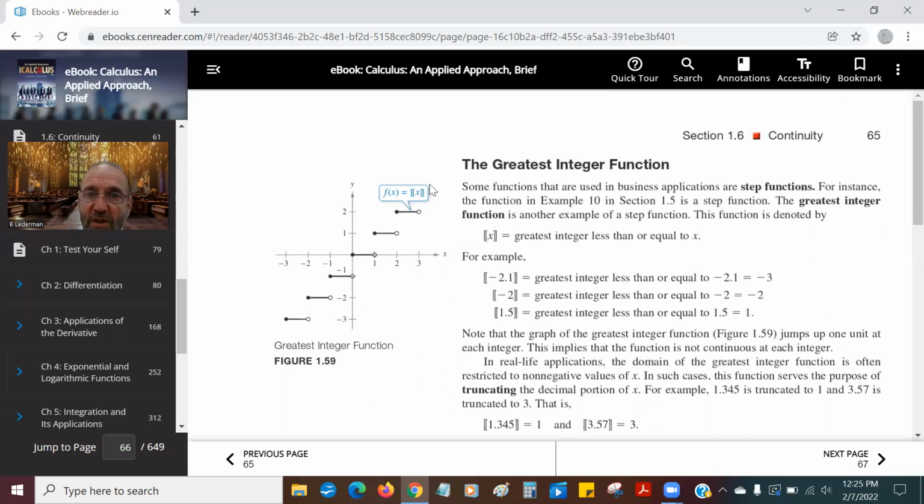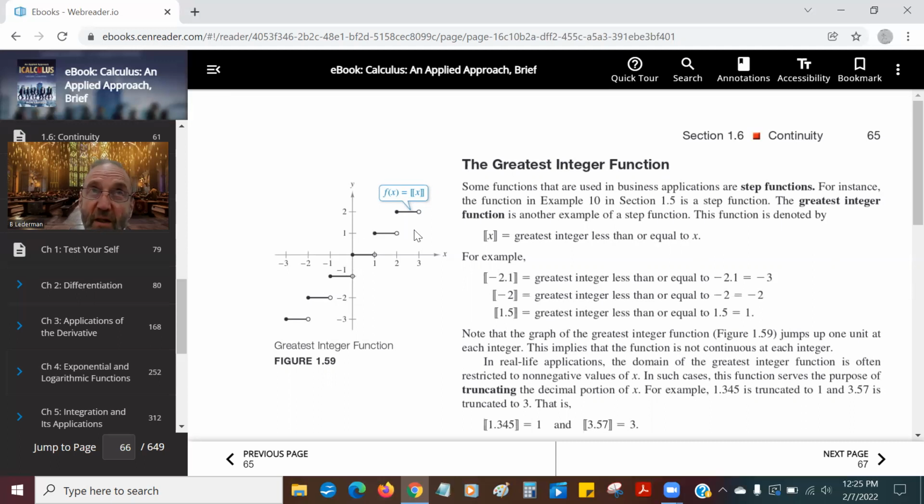Once it hits 3, it jumps up. Like here, it's equal to 1. Anything between 1 and 2, the y value is going to be 1, except when x actually equals 2, then it jumps up to the next one. And this is called a step function.